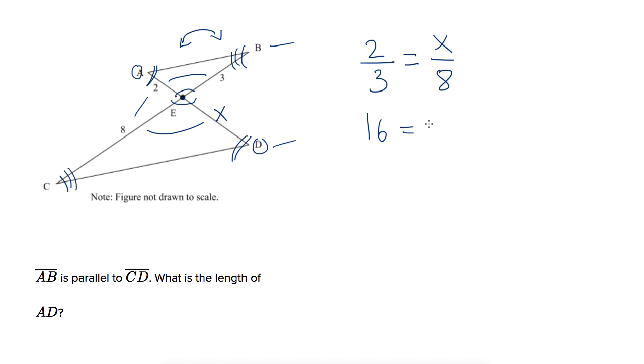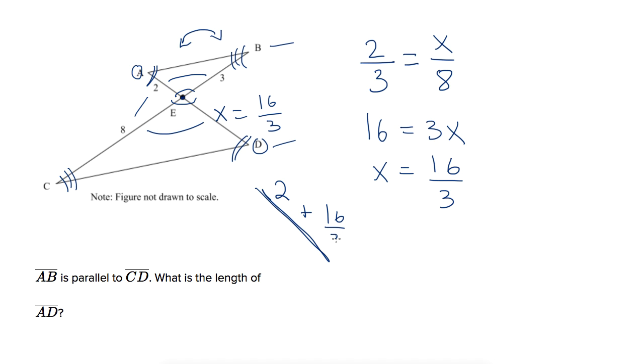So 16 equals 3x, and therefore x equals 16 over 3. Okay, so now I have x equals 16 over 3. So remember, I'm solving for this whole long line length, which is 2 plus 16 over 3. So now I just need a common denominator because I can't reduce 16 over 3 any further. So I'm actually just going to convert 2 into thirds. So I'm going to have 6 thirds plus 16 thirds equals 22 thirds. And that is the length of AD.